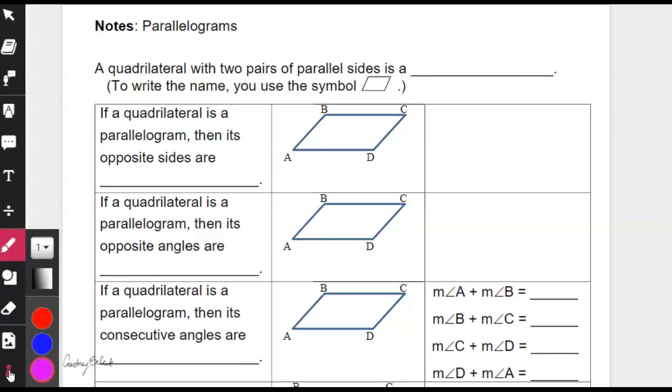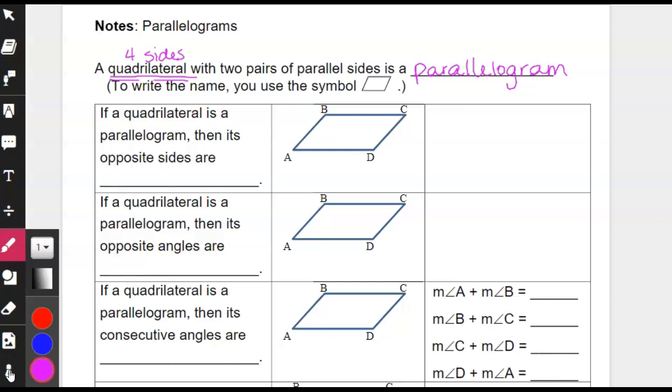So today we're going to extend our knowledge of polygons in general to talk about parallelograms. The definition at the top: a quadrilateral with two pairs of parallel sides is a parallelogram. And a parallelogram is a polygon. So it's a quadrilateral. Let's break this down. Quadrilateral, what does quad mean? Four. Lateral, kind of lines, so four sides.